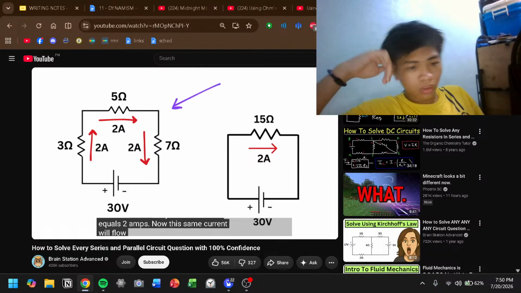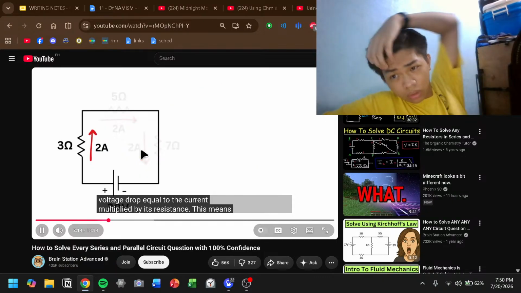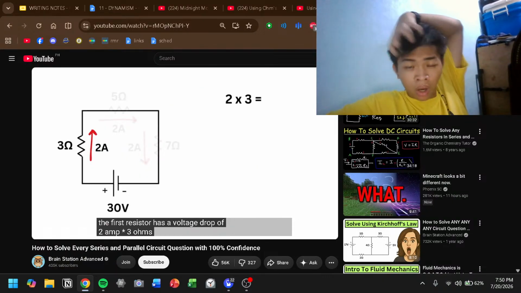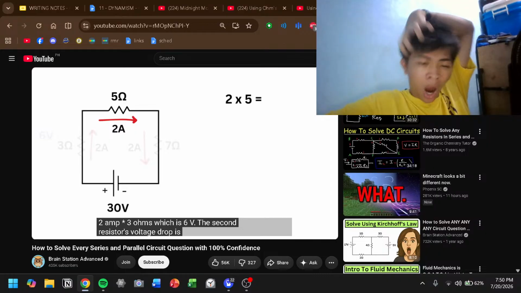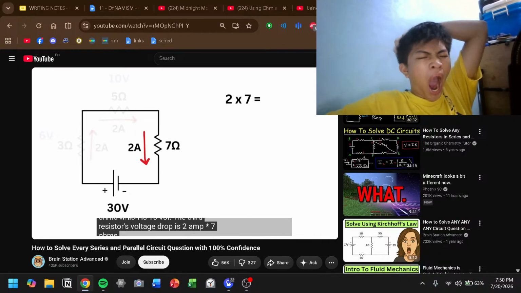Now this same current will flow through all these 3 resistors, so each resistor will have a voltage drop equal to the current multiplied by its resistance. This means the first resistor has a voltage drop of 2 amps times 3 ohms, which is 6 volts. The second resistor's voltage drop is 2 amps times 5 ohms, which is 10 volts. The third resistor's voltage drop is 2 amps times 7 ohms, which is 14 volts.